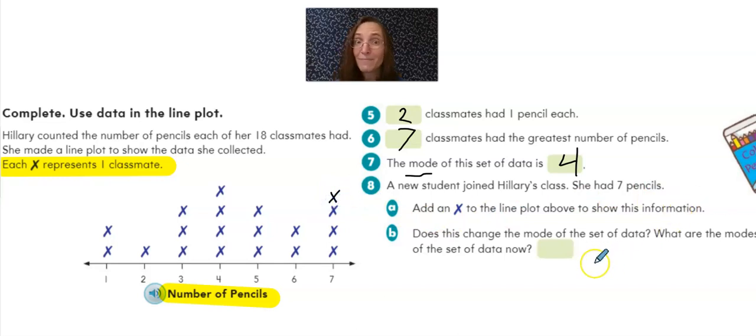And then we need to think about this. Does this change the mode of the data set? It sure does, because now we have 2 of them. Wow, when I figured out you could have 2 modes, I just thought that was crazy. But check it out. Both 4 and 7 have an equal number of classmates who have that many pencils. So now we would say that the modes are 4 and 7.